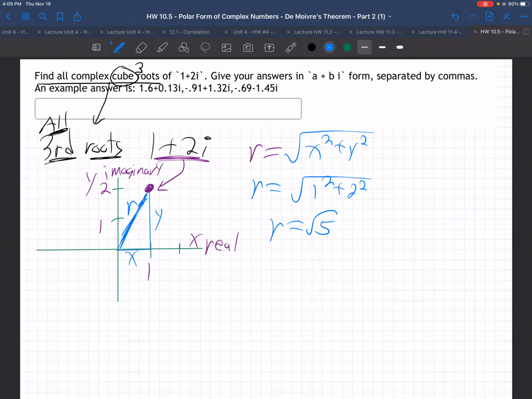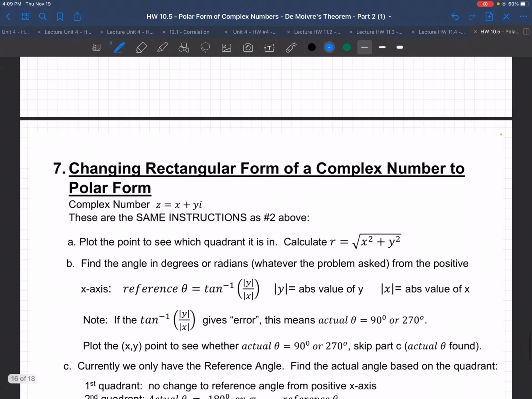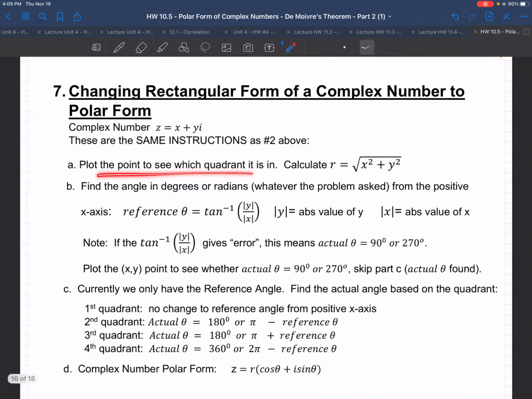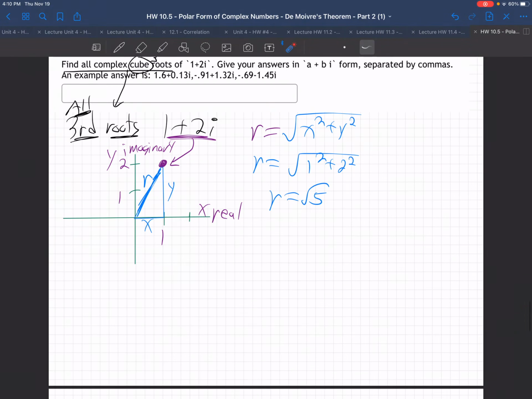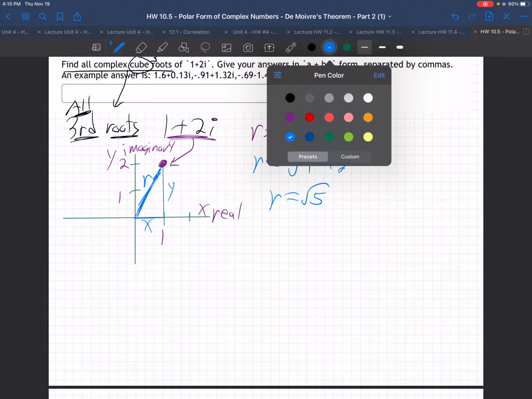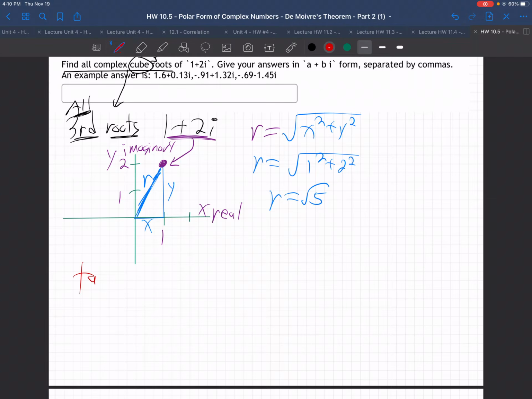So that's the first step in changing forms. Plot the point, see which quadrant it is in, calculate r. Next, find the angle in degrees. Reference angle is tangent inverse of the absolute value of y over x. So we got to do that. So let's come on down here. Reference angle is what it said: tangent inverse, absolute value y over x.